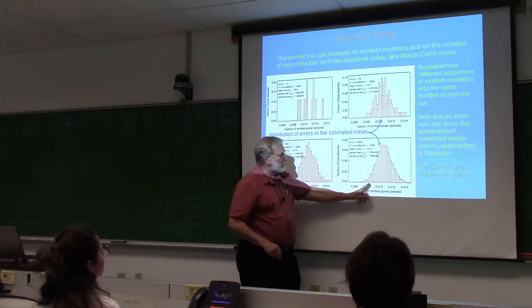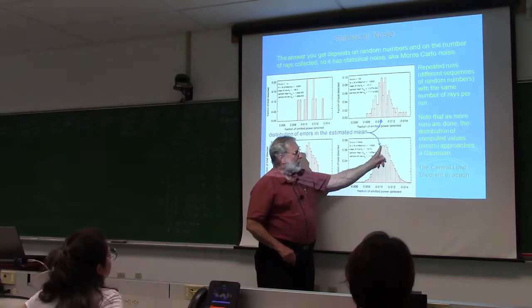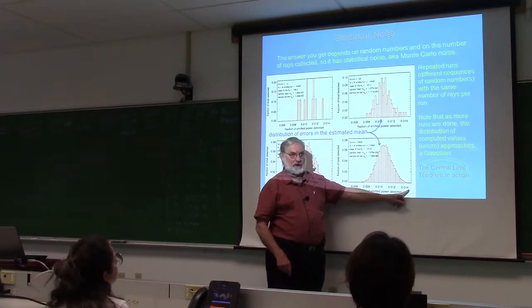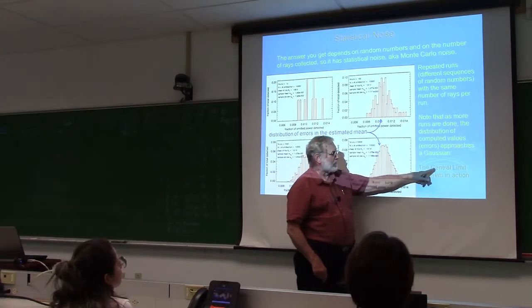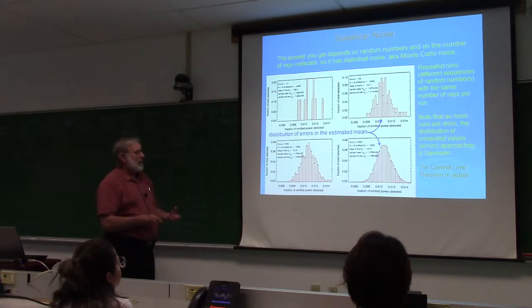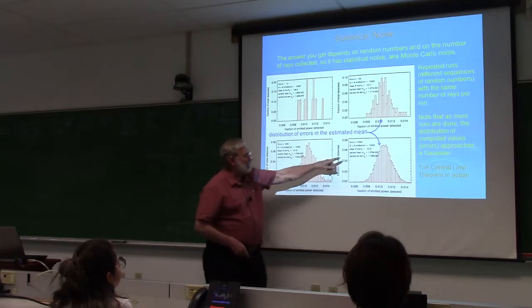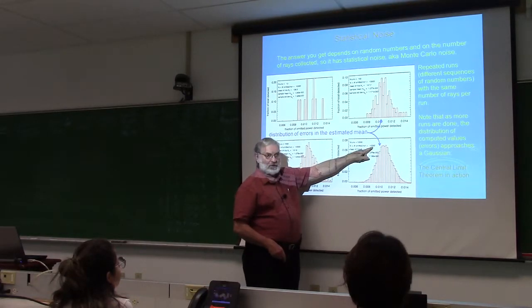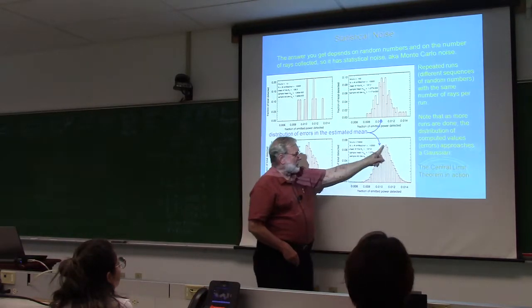But then the distribution about the mean will always be Gaussian. It's a very strange result. And that's what's called the central limit theorem in probability theory. Now, each of these runs had 10,000 photons emitted. And I get this distribution.